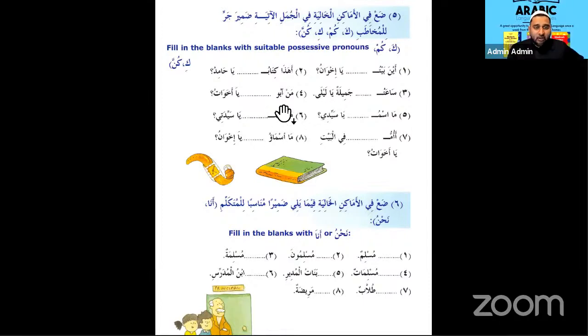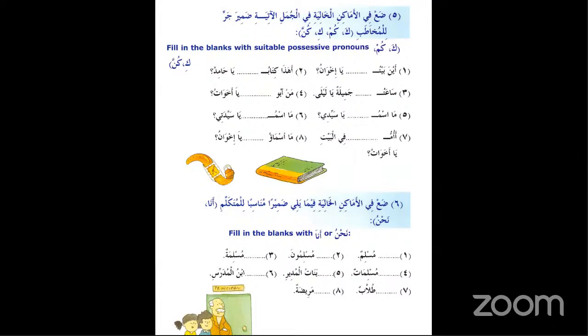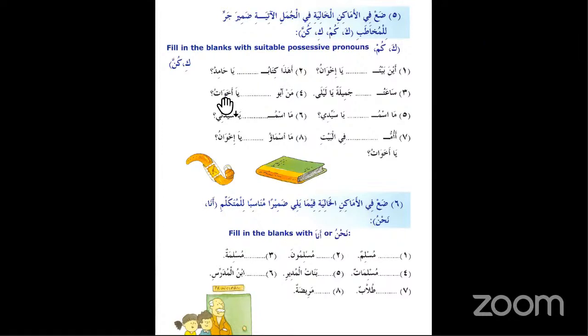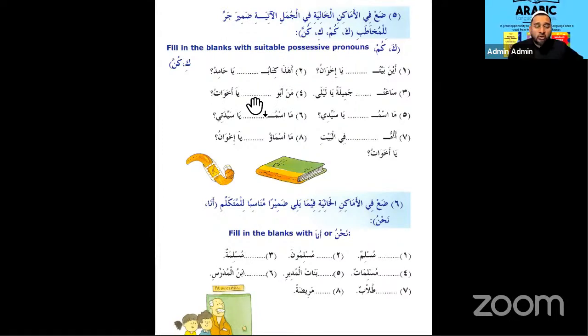Correct. Next one. Man abu something, ya akhawatu. What should it be here? Man abukum. Not abukum. Sister. Akhawat is sister. Abu kunna. Yes, man abu kunna, ya akhawatu. Correct.